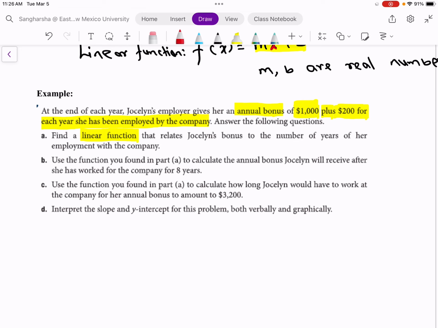Since we have a time, let's be more specific. So we have T, or you can use A, B, C, it doesn't matter. If you define X as the number of years that she has been employed, that's okay. So our T is the input. This is what you're going to input in order to find the bonus, and this T is the number of years employed.